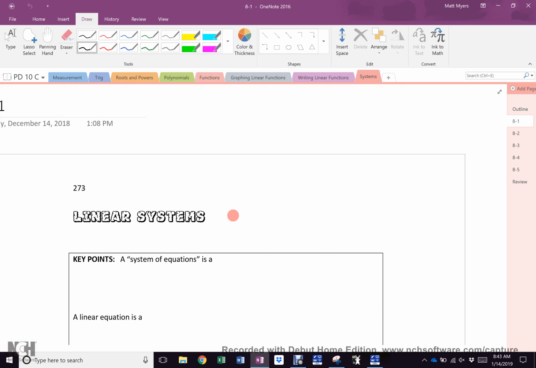So, tell me the answer to that. You don't even need to write it down. Tell me what the answer is. It's x equals 3, right? We know it's 3. Agreed? Why do we know it is 3?